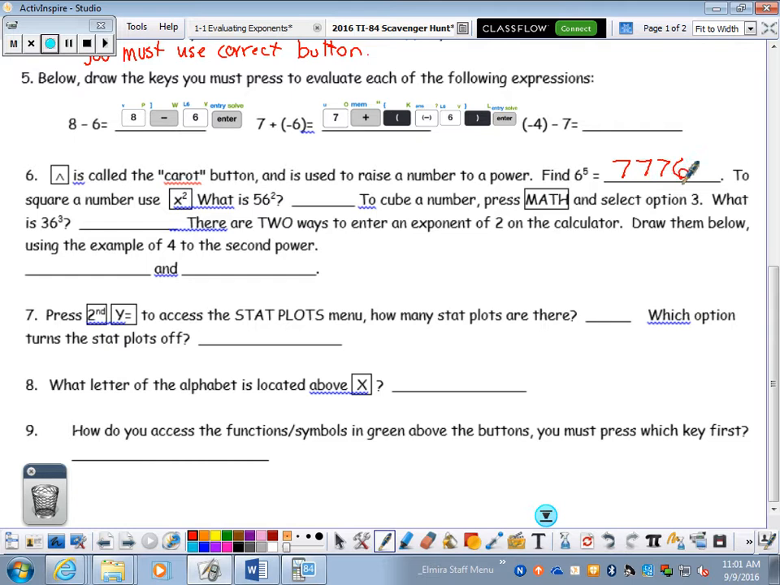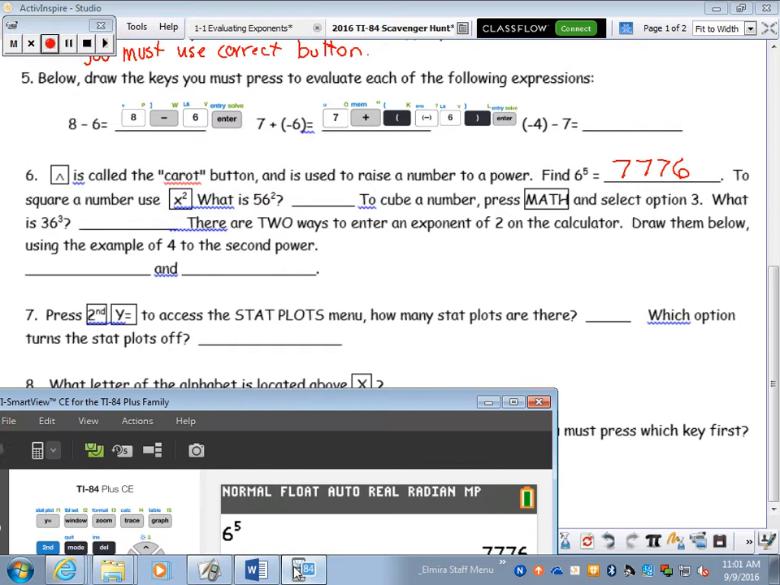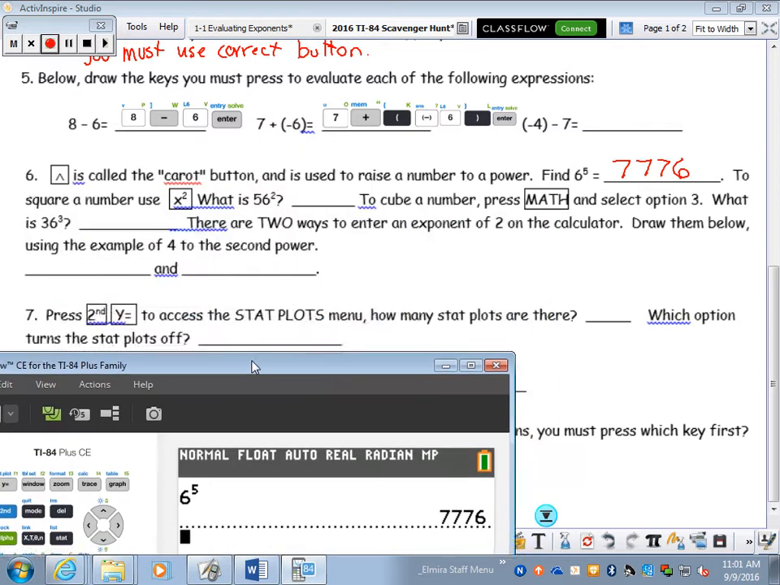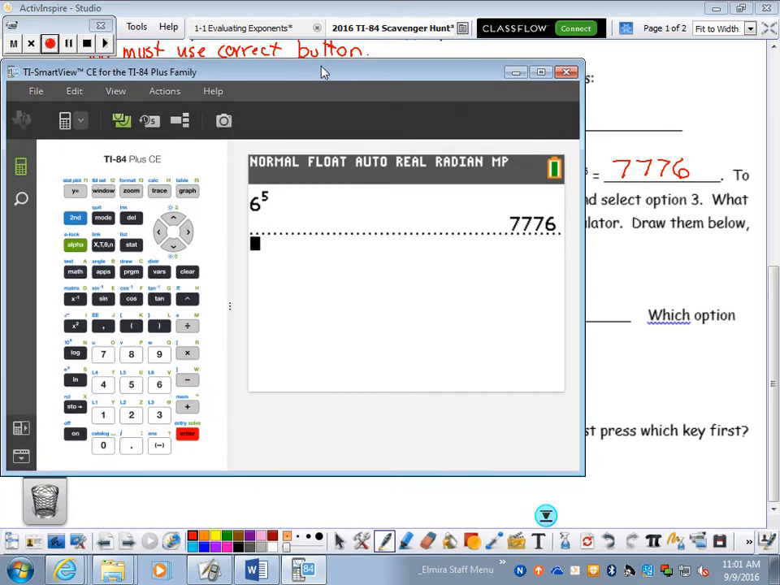To square a number, also, this is a very good key to know. Now, you could do caret 2 if you want, 56 caret 2. Okay, however, one less button to push, and squared is a really common exponent. So because squared is a really common exponent, it gets its own button right here, and it makes the little 2. Either way, you can type it in either way. And you get 3,136.